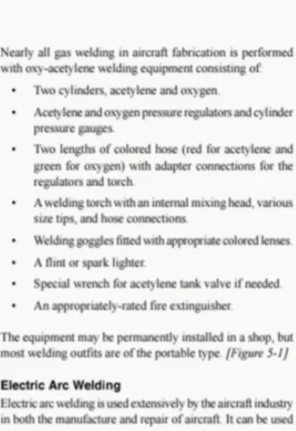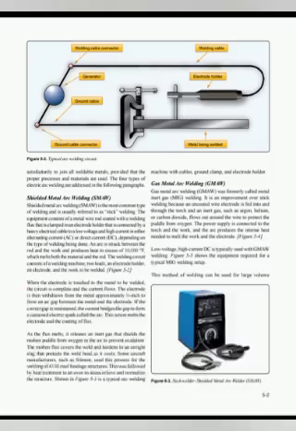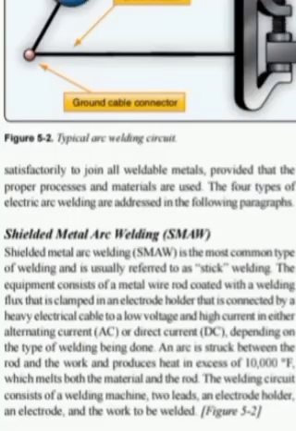Electric arc welding. Electric arc welding is used extensively by the aircraft industry in both the manufacture and repair of aircraft. It can be used satisfactorily to join all weldable metals provided that the proper processes and materials are used. The four types of electric arc welding are addressed in the following paragraphs.